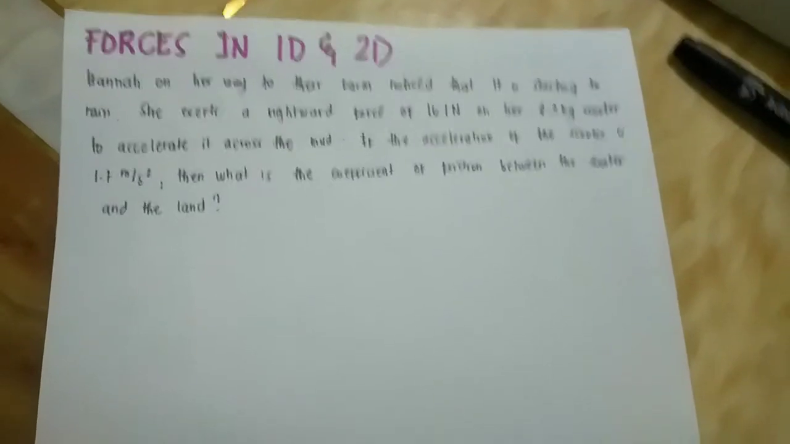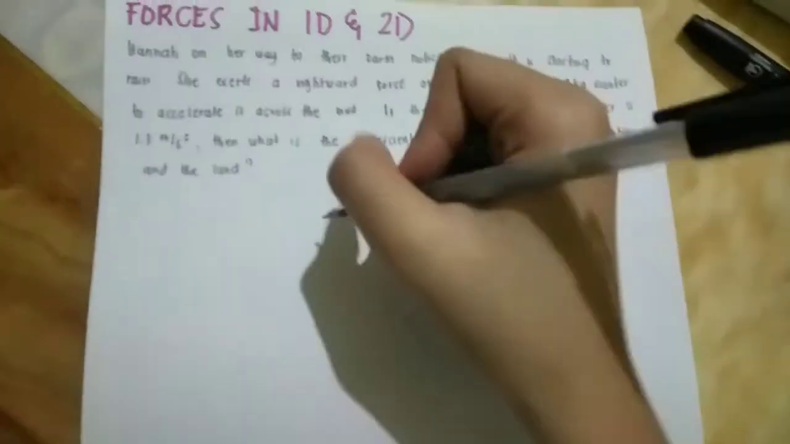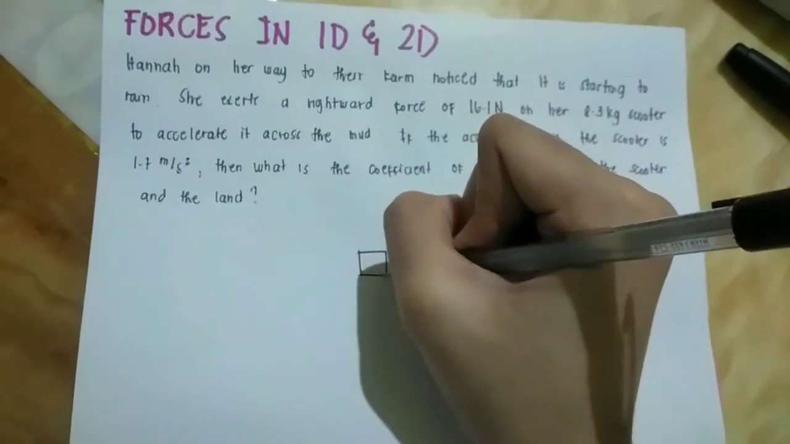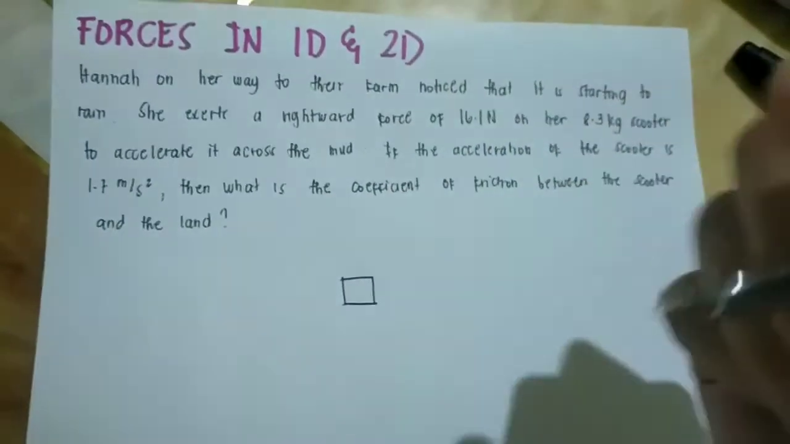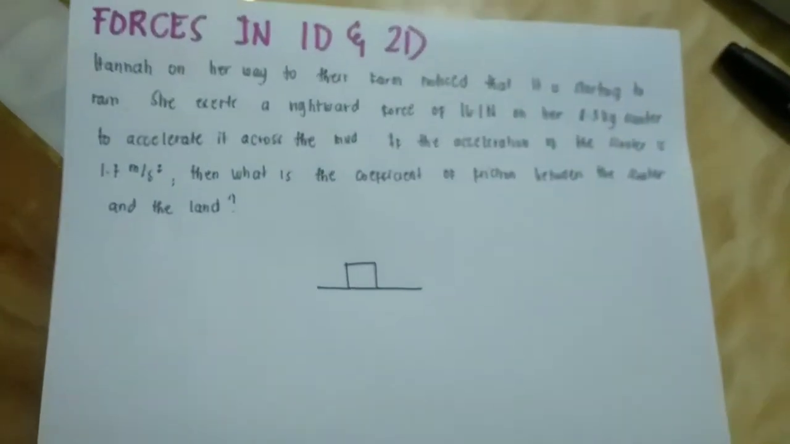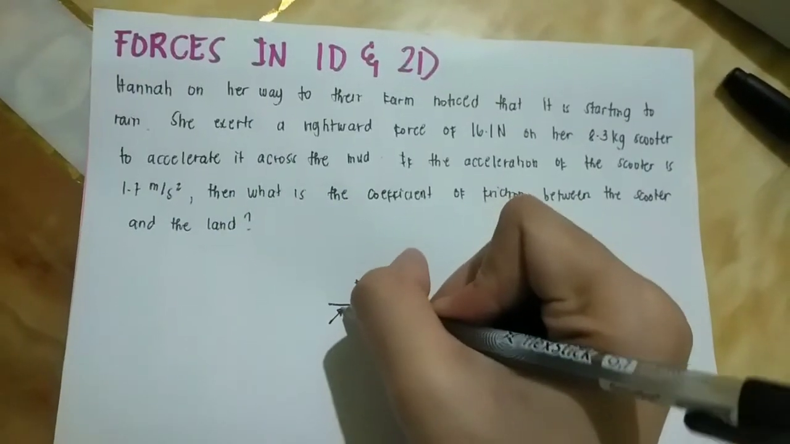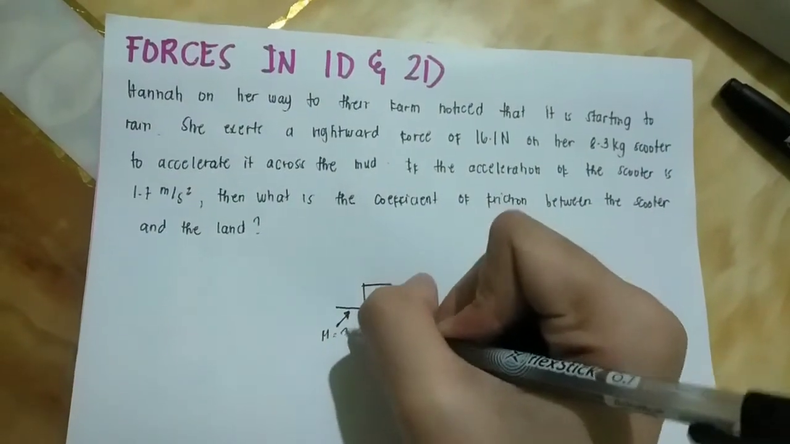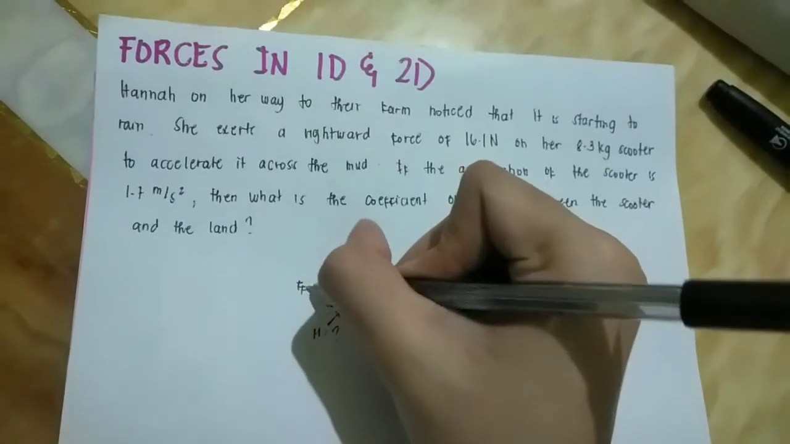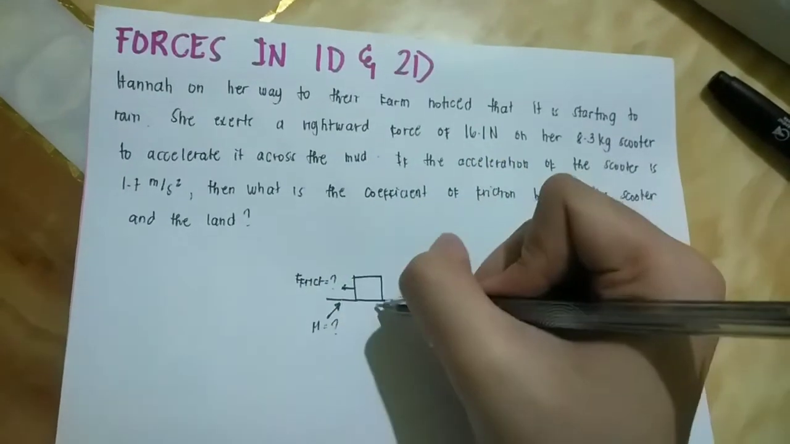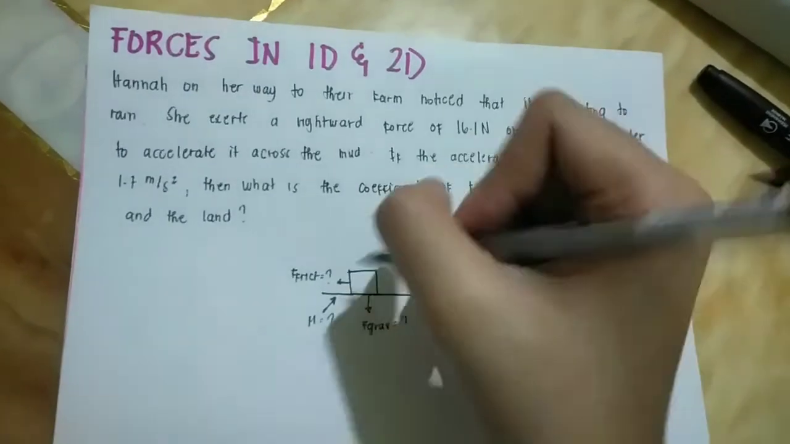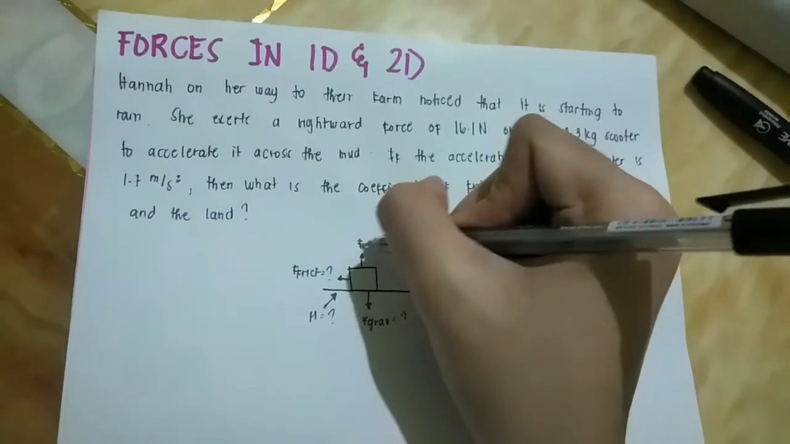First, let's draw a free-body diagram. Imagine this is the scooter which Hannah is riding. In this problem, we need to solve for the coefficient, but the friction itself is unknown. Also, the F grav is unknown. If the F grav is unknown, the F norm is unknown.